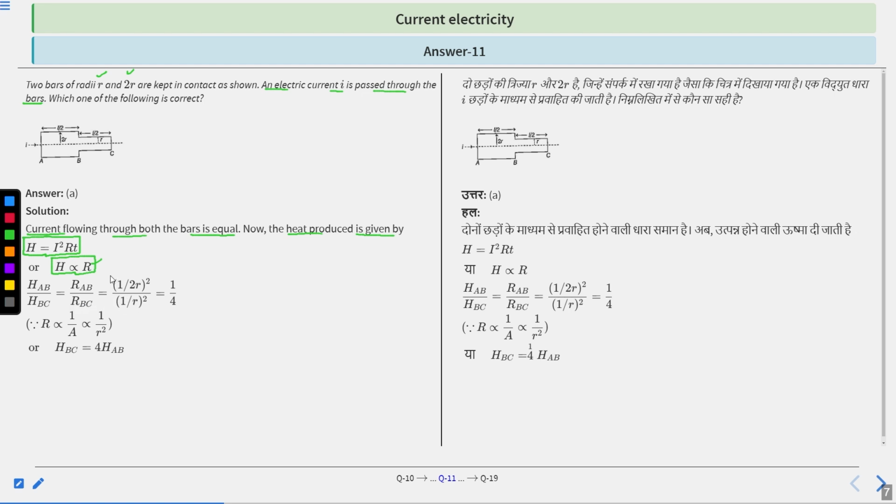So solving this, you will get 1 by 4. Resistance is inversely proportional to area, which means resistance is inversely proportional to R squared. So the heat produced in BC is equal to 4 times the heat produced in the AB bar.